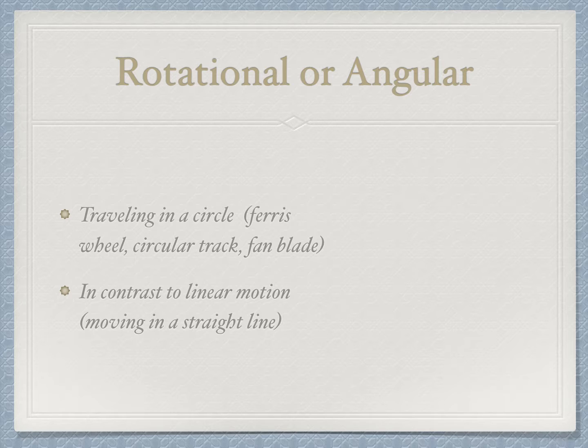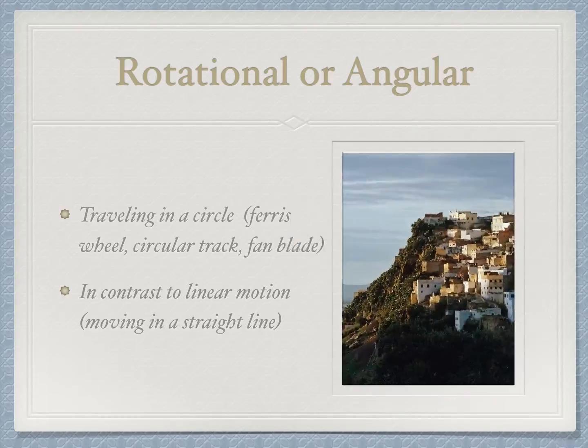It won't be provided. So if we are on a Ferris wheel or on a circular track or a fan blade, we will have rotational or angular motion. In contrast to what you've done so far, which is linear motion, which is the default understood motion if it's not indicated, moving in a straight line. So most of the time you walk or you drive in a straight line.